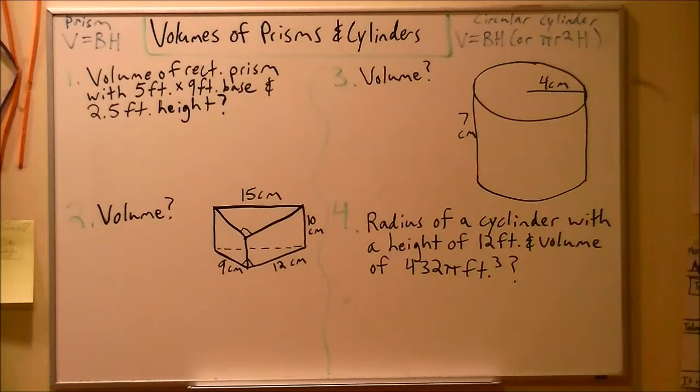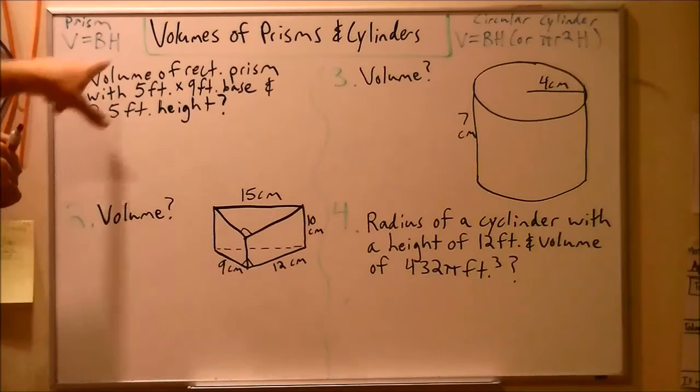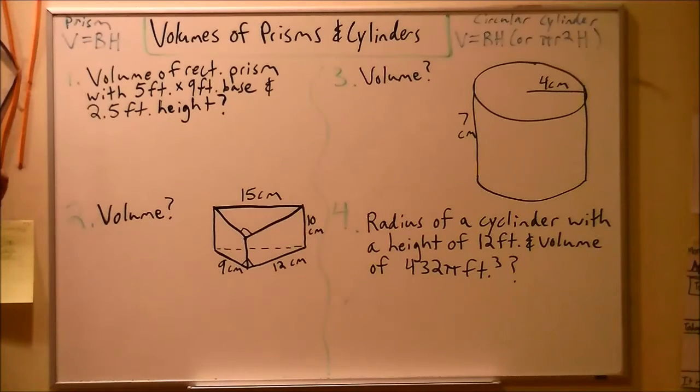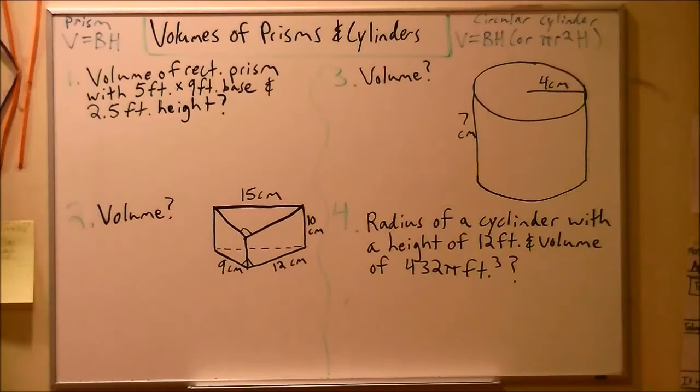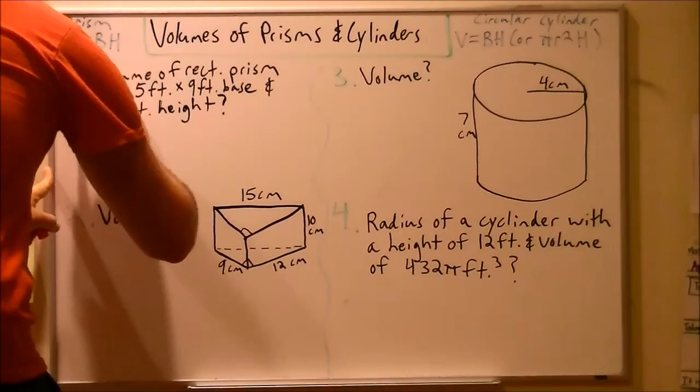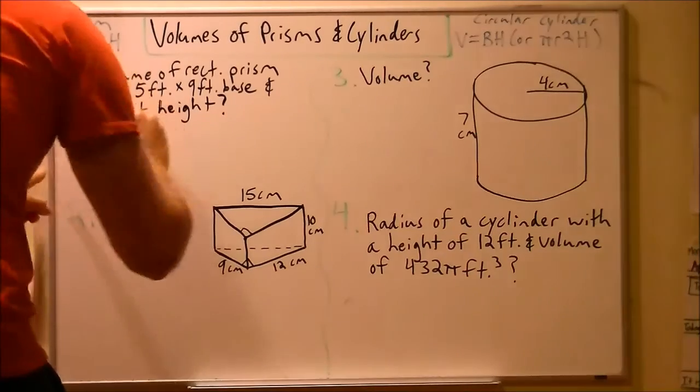So let's try number 1. I think these will go pretty quickly, and hopefully so, for your sake as well as for mine. Number 1, the volume of a rectangular prism. Find it when you know it has as a base 5 feet by 9 feet, and it's 2.5 feet tall. So how do you find the volume of a prism? Your formula is V equals B times H.